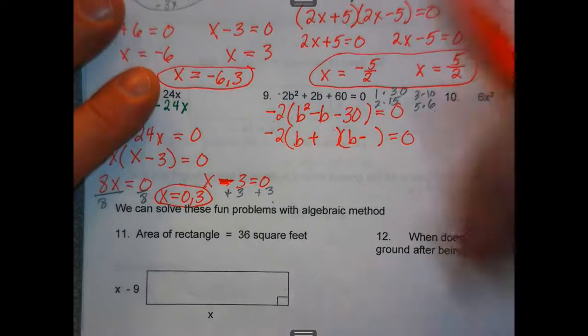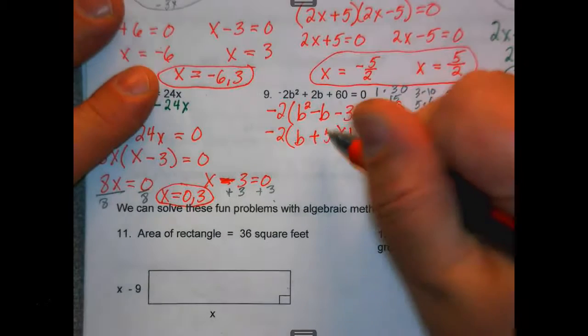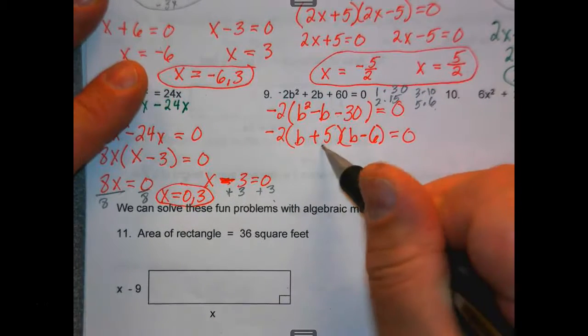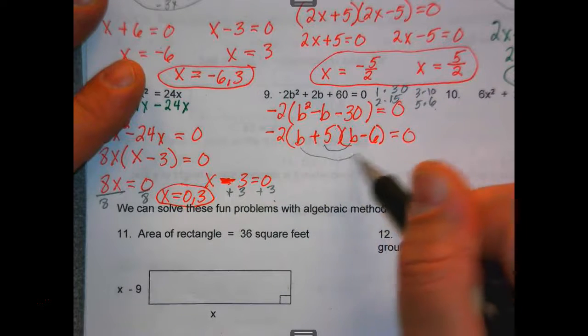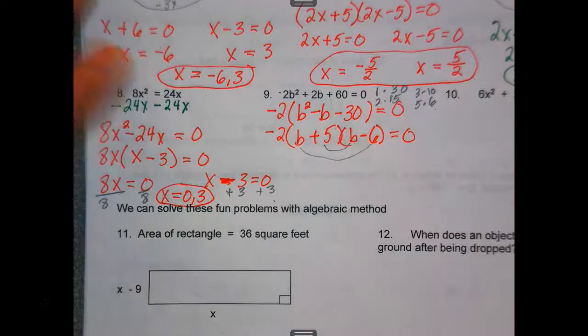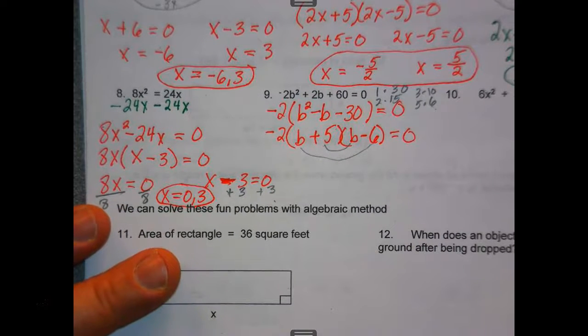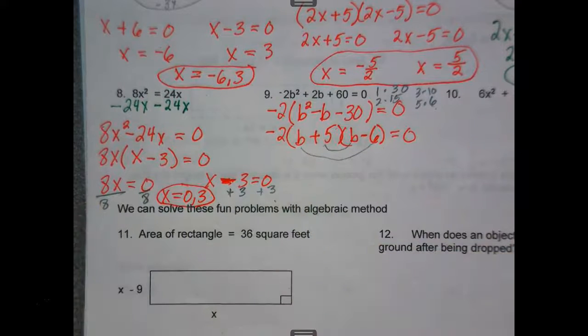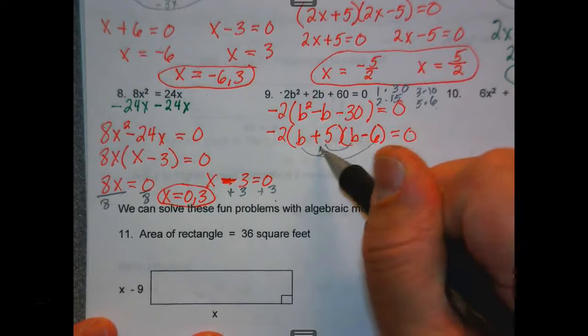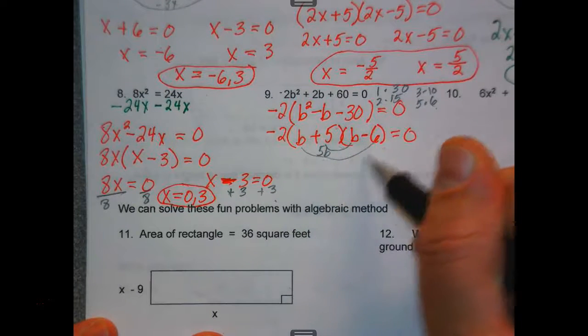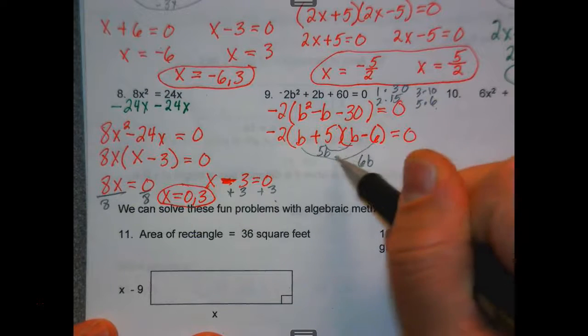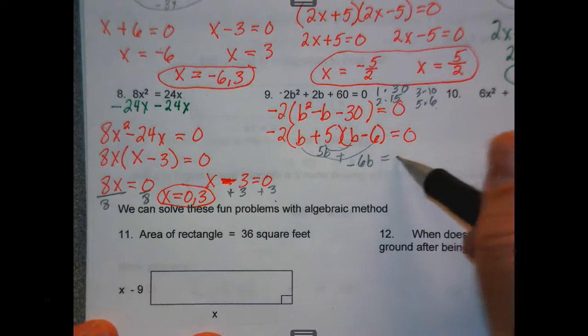Negative 6 and positive 5. Does that work? Positive 5 minus 6, they add up to negative 1. So that works. Okay, solve for b. Did I go too fast? Yeah, 5 times b is positive 5b. B times negative 6 is negative 6b. Add those together, I get negative 1b.